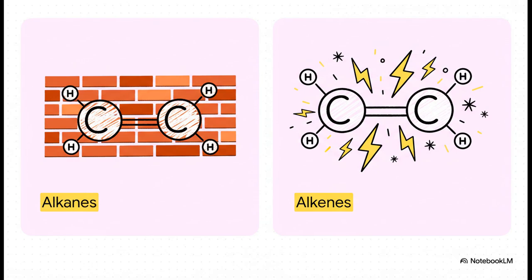You know, to really get a feel for alkenes, it helps to put them side by side with their simpler cousins, the alkanes. Alkanes, they've only got single bonds. They're saturated, and honestly, they're chemically pretty stable. You might even say a little boring. But alkenes, with that double bond, they're way more reactive, more dynamic. That one extra bond literally makes all the difference in the world.